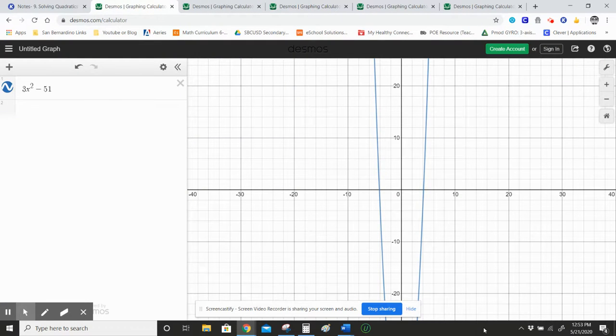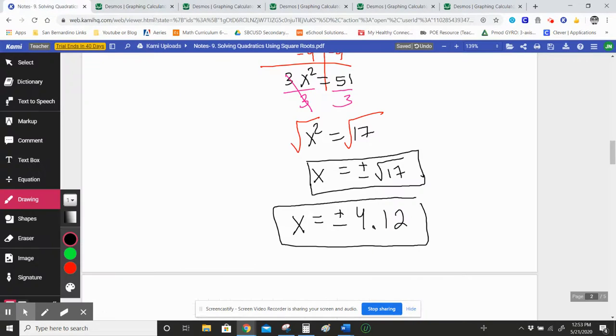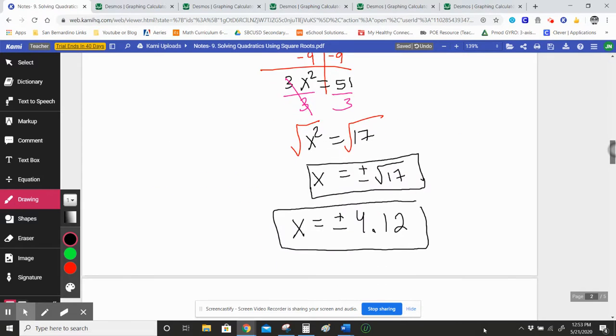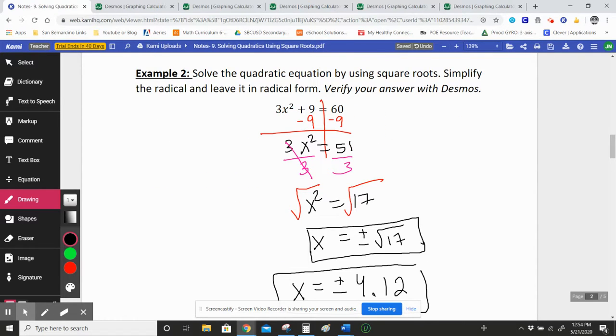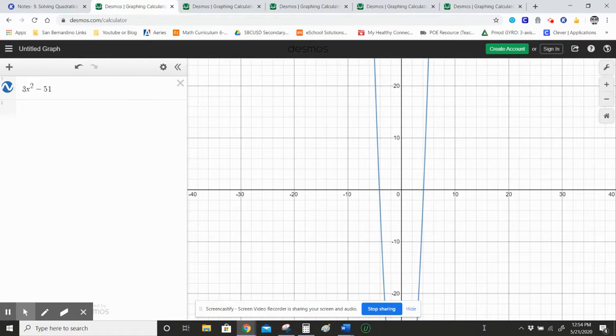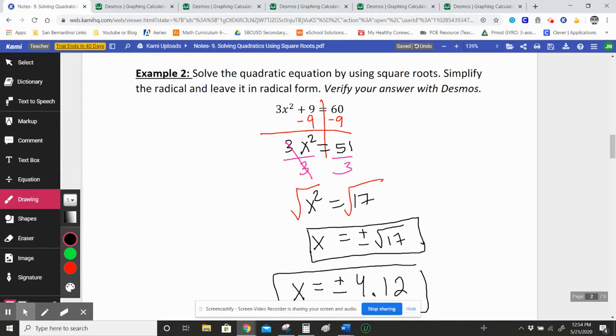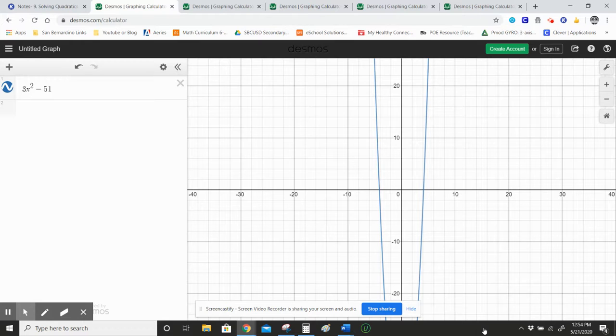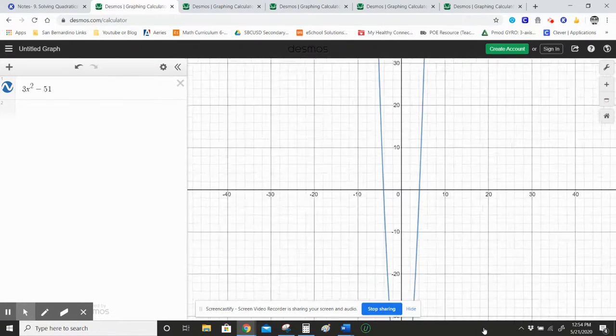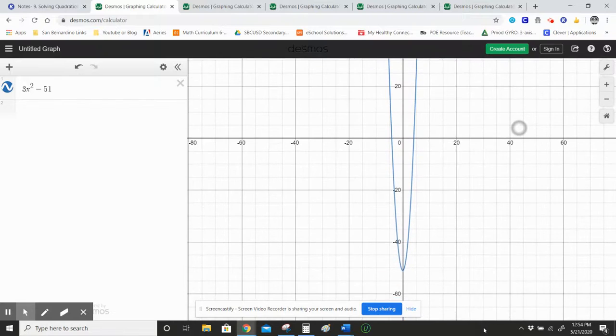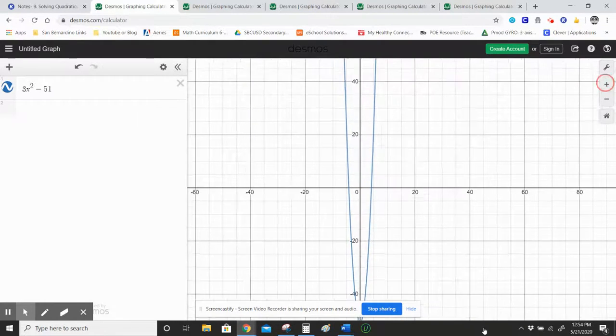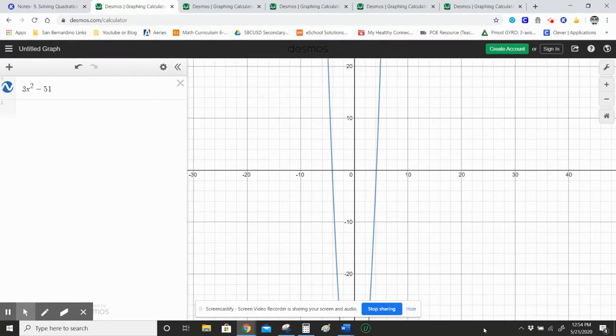So I graph it with Desmos. Notice that I graph the equation equal to 0. So basically, I graphed 3x squared minus 51 because it is actually the same equation, but it's set equal to 0. So when I graph 3x squared minus 51, I get this graph, which is a U going upwards. There are 2 roots, right? So 2 places where it crosses the x-axis. There is this root and this root.